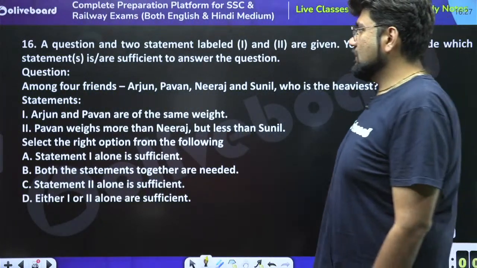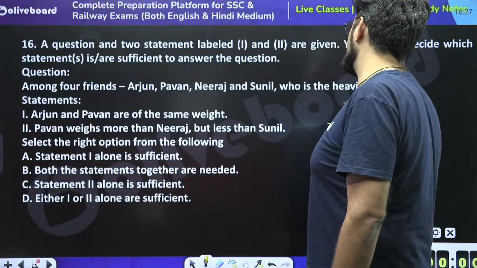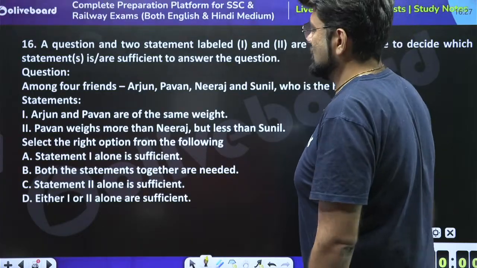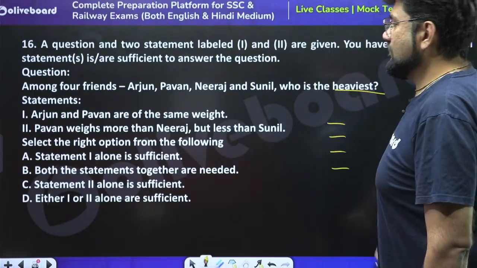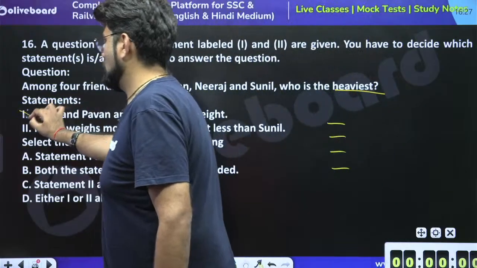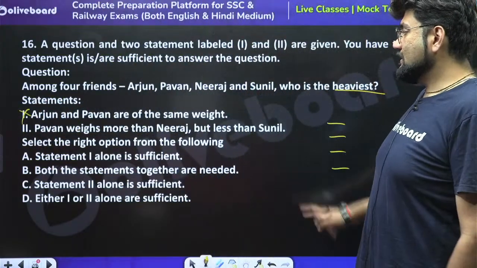So what exactly is happening here? There are 4 friends, Arjun, Pawan, Neeraj and Sunil. Who is the heaviest is your question. Statement 1 says Arjun and Pawan are of the same weight. Is it sufficient to answer the question? Obviously not. Statement 2 says Pawan weighs more than Neeraj but less than Sunil.